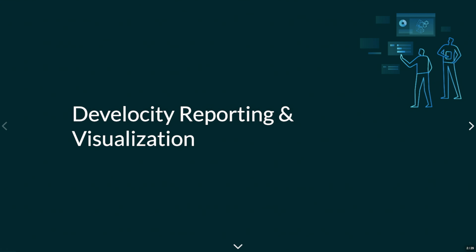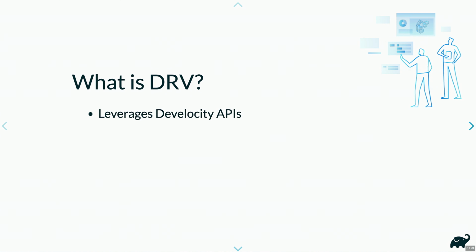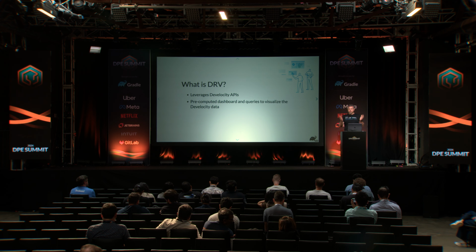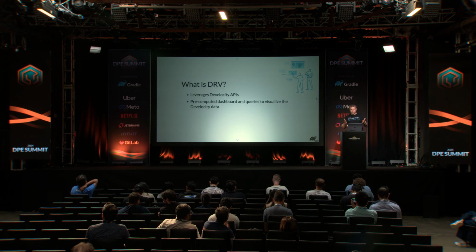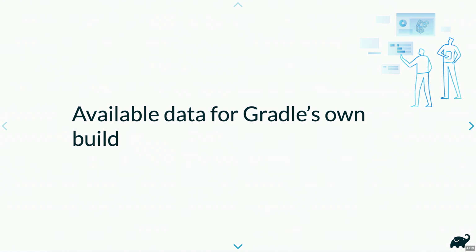You may not all be aware of what DRV is, but this is a new feature with Develocity that leverages Develocity's APIs and gives you a set of pre-computed dashboards and queries to visualize the Develocity data. That means you're effectively looking at the entirety of the data through those dashboards, while a build scan is more focused on a single build execution. And actually, Trisha, who just introduced me, had a blog post out a couple of weeks ago explaining the feature itself. So what kind of data do we have for Gradle itself?